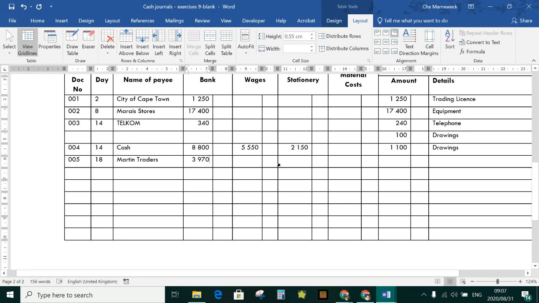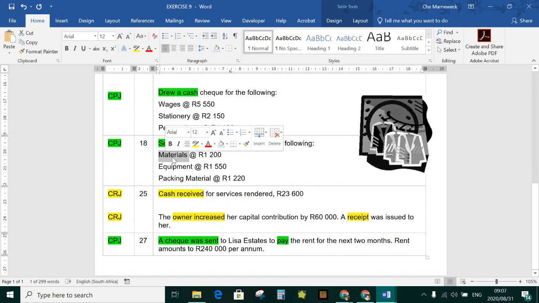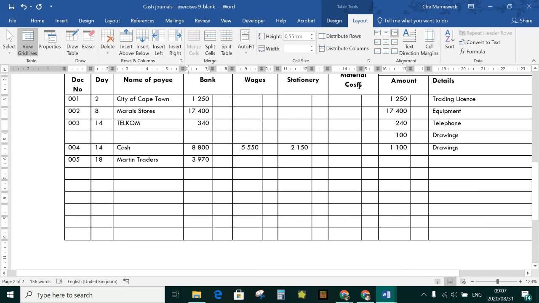Next, we need to split it up into the different things that we have purchased under the correct account names. So materials was 1,200. Materials we call material costs. So we have a look. Do we have a column for material costs? We do. So ensuring that I'm on the same line in material costs, I fill out the 1,200 Rand that we spent on material costs. We then spent 1,550 Rand on equipment. And we can see here that equipment does not have a column. So we're going to go to sundry. We record 1,550 equipment.